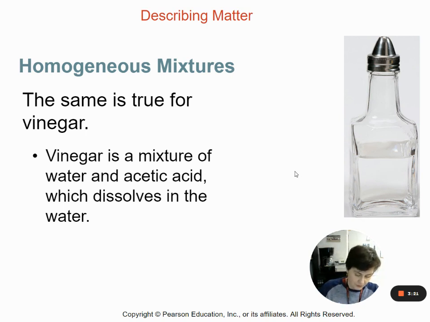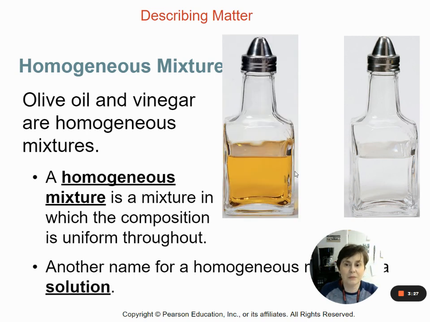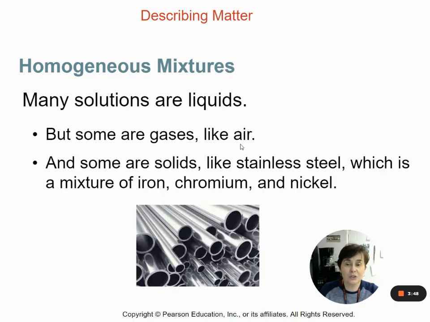So to think about it, what if we mixed the oil and water together? We're going to have a picture of that in a minute. Right now, separately, there are homogeneous mixtures. Homo meaning the same. A mixture in which the composition is uniform or the same throughout. You can't see big glaring differences between portions of it. We can also call it a solution. Many solutions are liquid, but some are gases, like the air around us. Some are solids, like stainless steel. That's a mixture of iron, chromium, and nickel, and we do consider it a mixture.